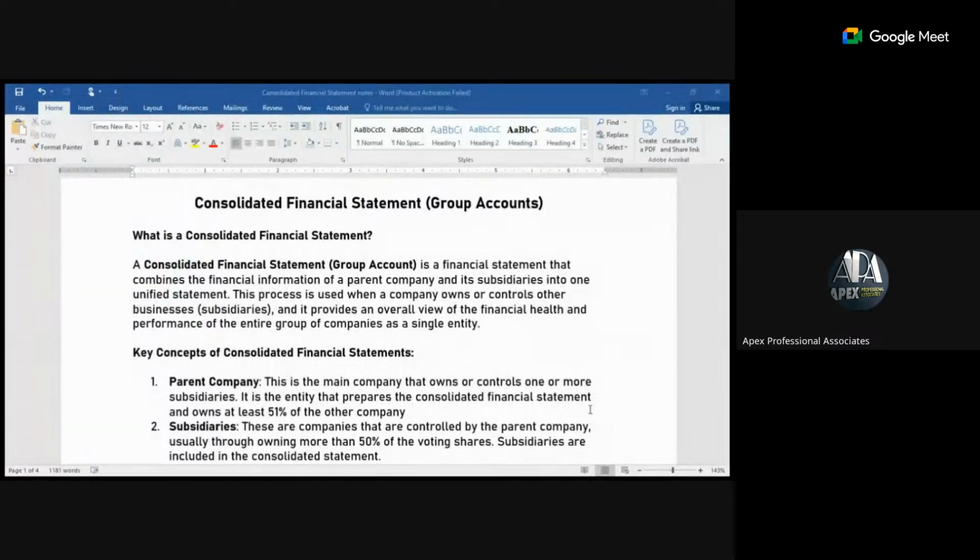Can you see my screen now? You can drop it in the comments. Can you see the screen? All right, good.